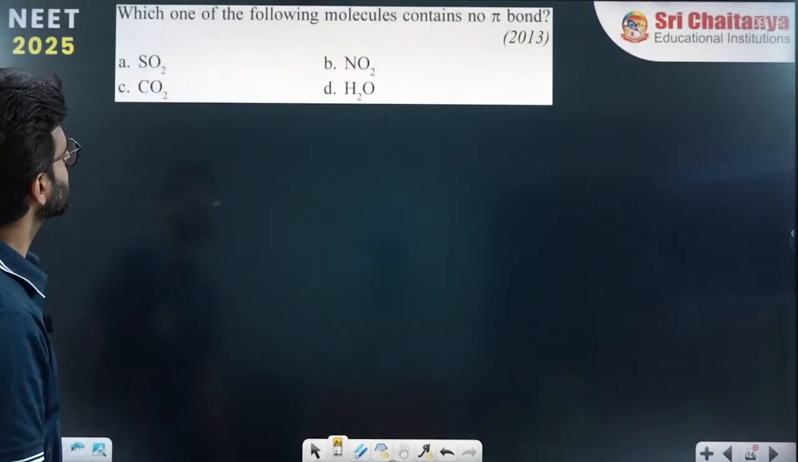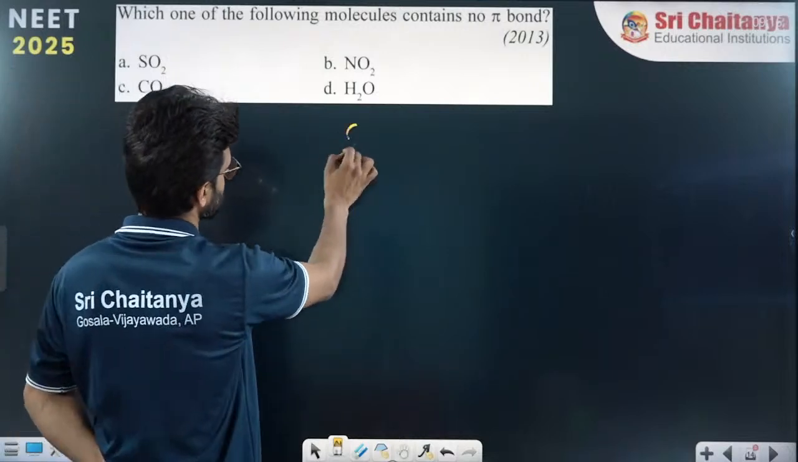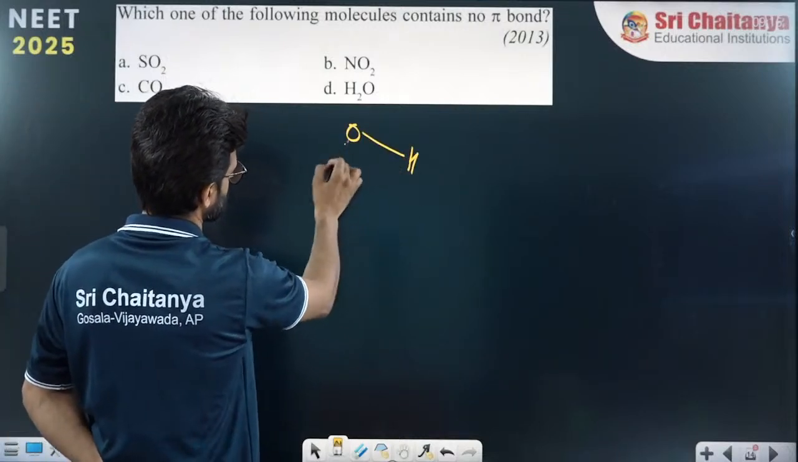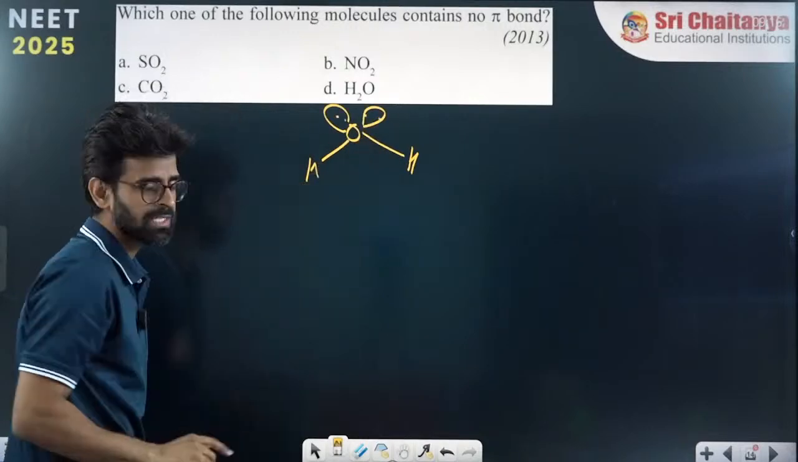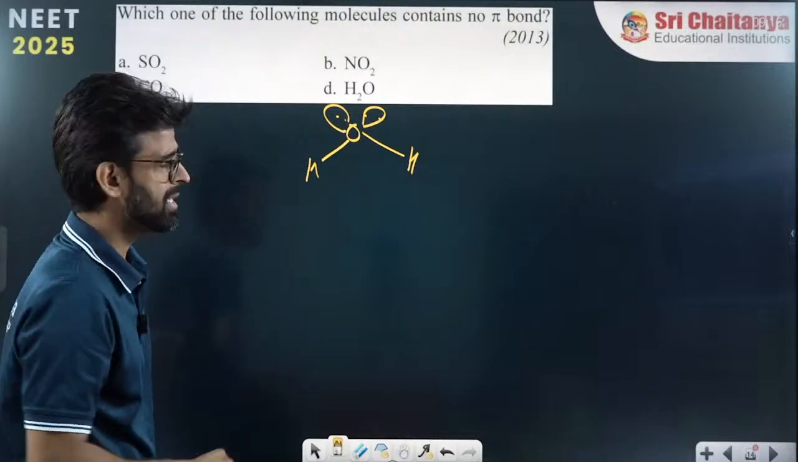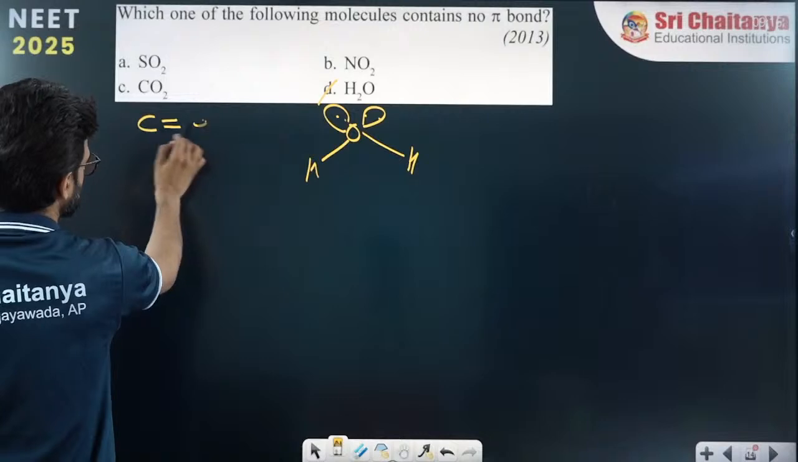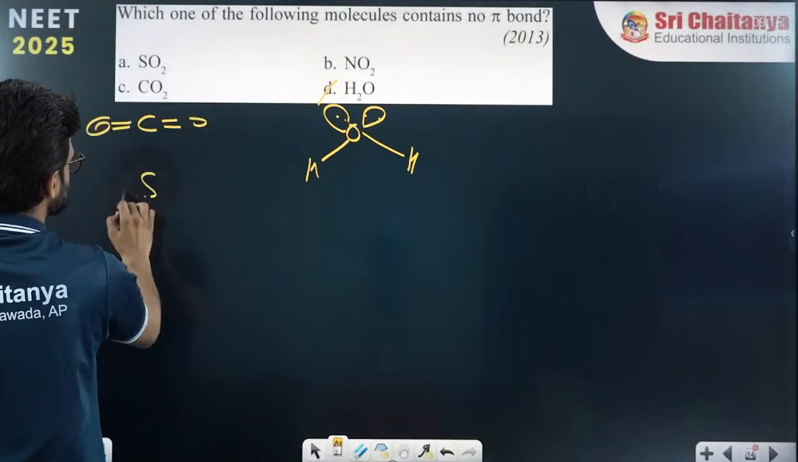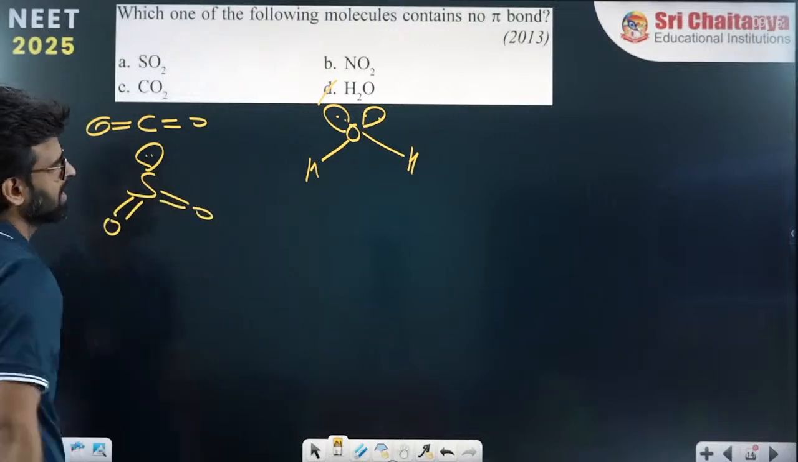The next one is, which among the following contains no pi bond? Very important structure, very simple also. Water. It has 2 lone pairs, 2 sigma bonds, there is no pi bond. Okay, this is our answer. If you want to check something else, like CO2, it has pi bonds. SO2 also has pi bonds. So easy, okay.